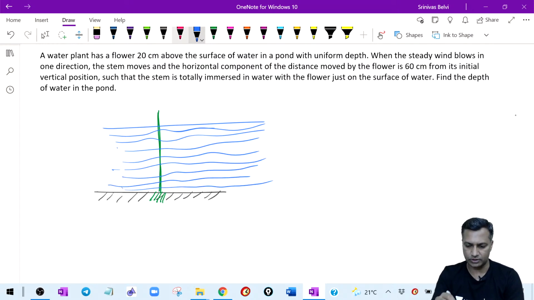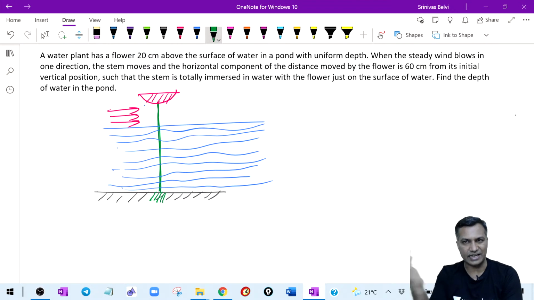Okay, the flower is here. Here is the flower. Somewhere here, the stem is 20 centimeters, all that stuff. The stem is green, say the flower is something like red. So here is the flower. A steady wind blows. Assume that the wind is blowing in this direction. The wind has blown in this direction.